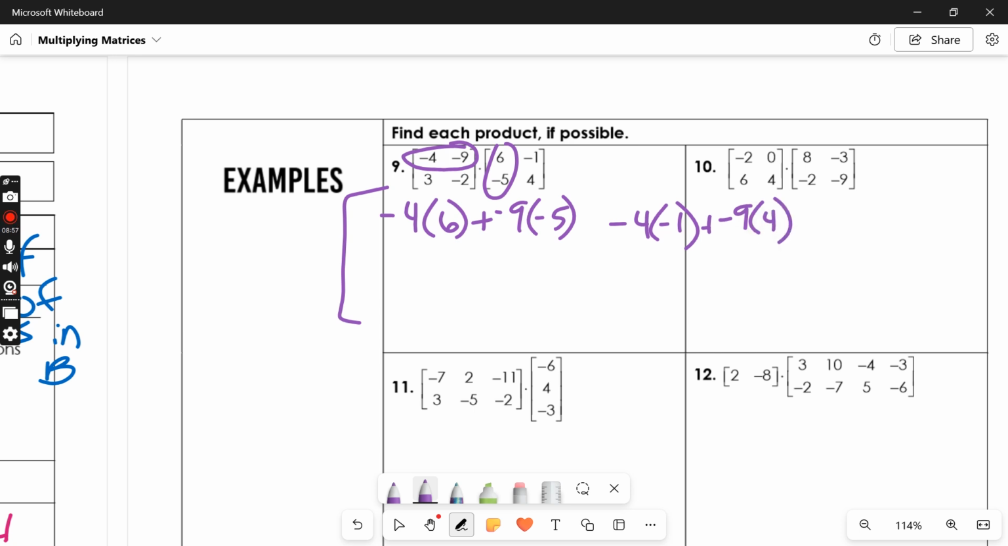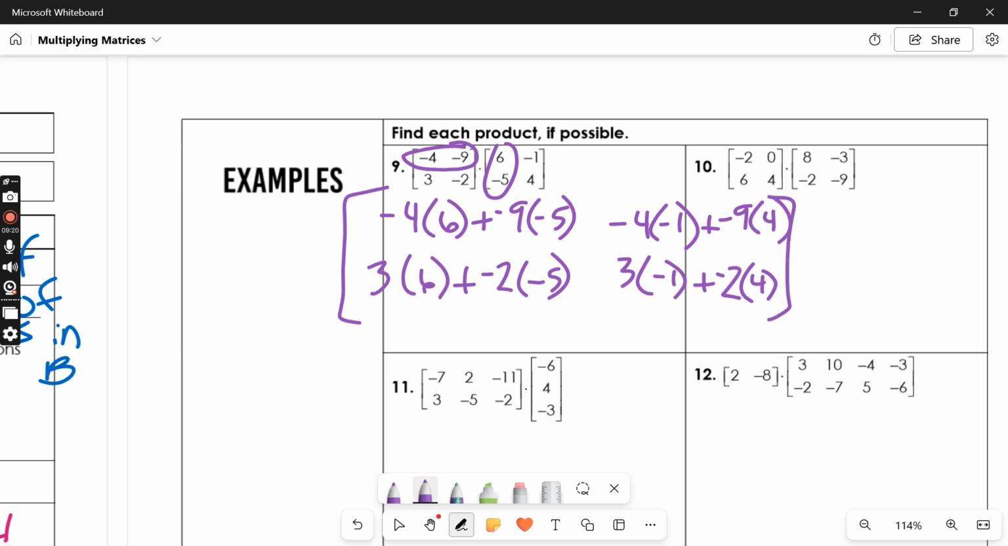Okay, once I've done that, I'm going to switch to the next row. So I'm going to have 3 times 6 plus -2 times -5. And then 3 times -1 plus -2 times 4. Okay, and then I'm going to complete each of those multiplications and additions to find my elements.